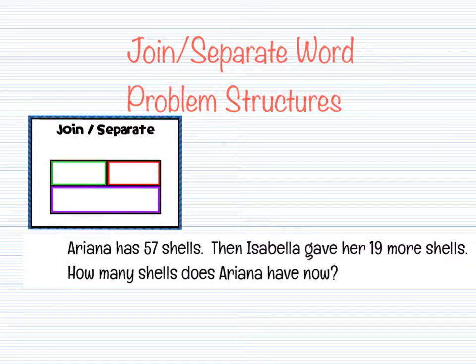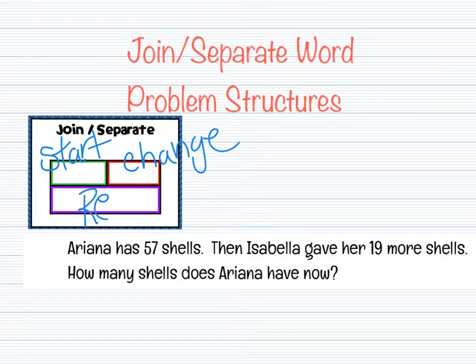In every join or separate word problem, you're going to have a start number, a change number, and a result number. In our mat, the green represents our start. The red will be the change that happens, and the purple is the result. And each one of these could be your unknown. In a word problem, you might have a start unknown, a change unknown, or a result unknown. We're going to practice every one of these unknowns so you can see where they are in a word problem and how you go about solving it.